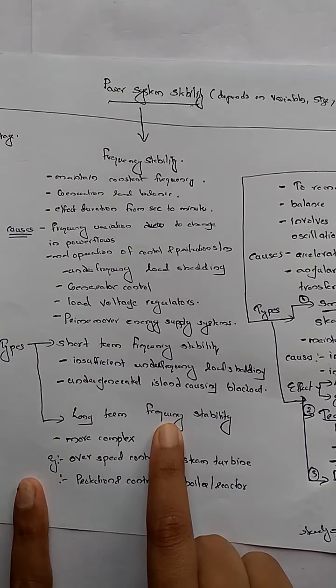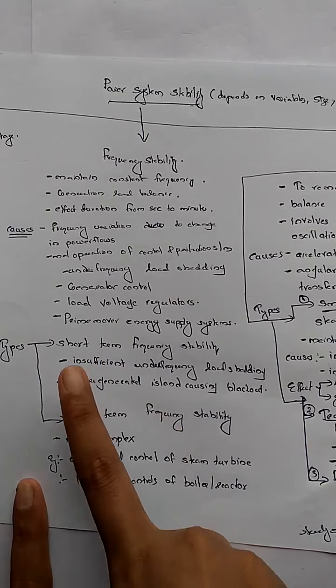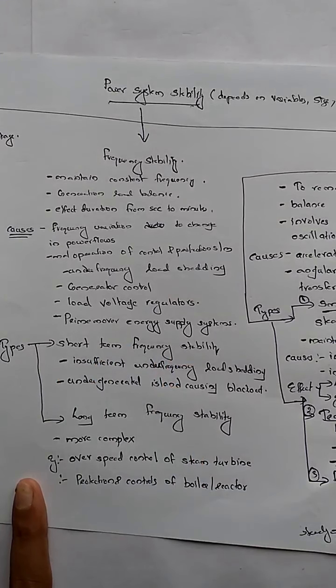and long-term frequency stability. Okay, so what does short-term frequency stability mean? It is for a very short time, some seconds only. It will be due to insufficient under frequency load shedding, and it will lead to under generated islanding, okay, which can in turn lead to a blackout.